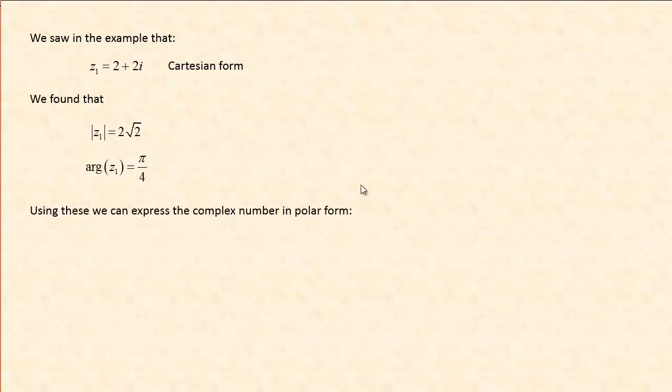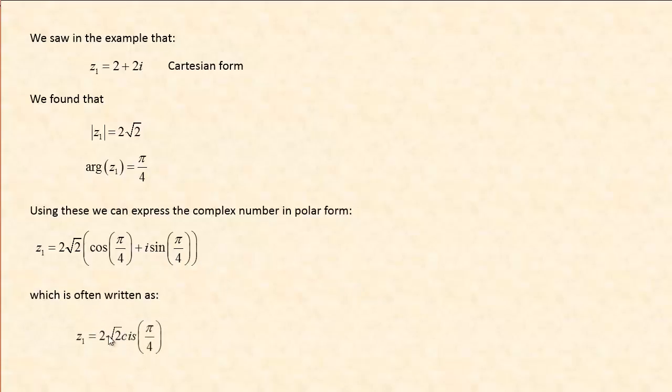Using these, we can express the complex number in polar form. We say that z1 is 2 root 2, then open a bracket, cos pi by 4 plus i sine pi by 4, close bracket, which is often written as z1 is 2 root 2 cis pi by 4, and the cis is a cos plus i sine contraction, just to make it easier to write down.